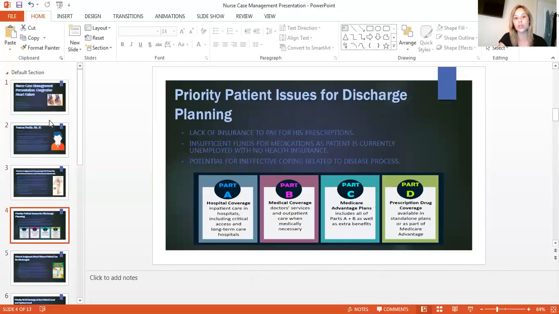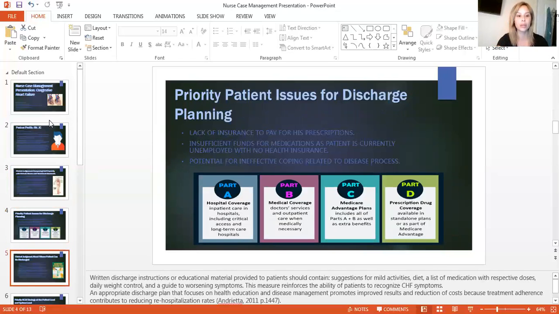Priority patient issues for discharge planning. So the patient didn't have too many issues with this. Just the main thing is lack of insurance for his prescriptions and insufficient funds for medication, as the patient is currently unemployed with no health insurance. Potential for ineffective coping related to disease process. So Mr. JC can be a little bit depressed from being in the hospital because he's usually very high functioning and feels very vulnerable while being in the hospital.